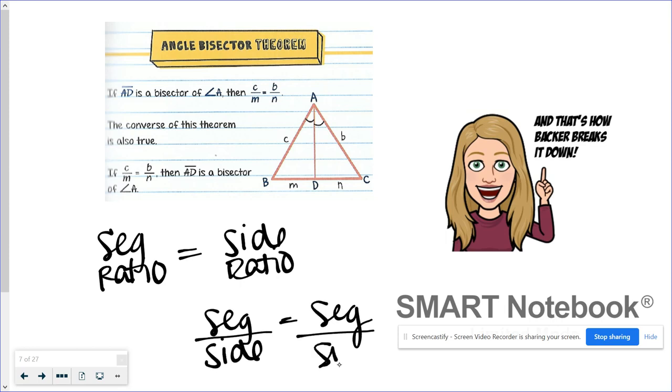Okay. Just don't go twisting the segments and sides around. So like this side goes with this segment. This side goes with this segment. Okay. But that's your Angle Bisector Theorem, and that is how Backer breaks it down.